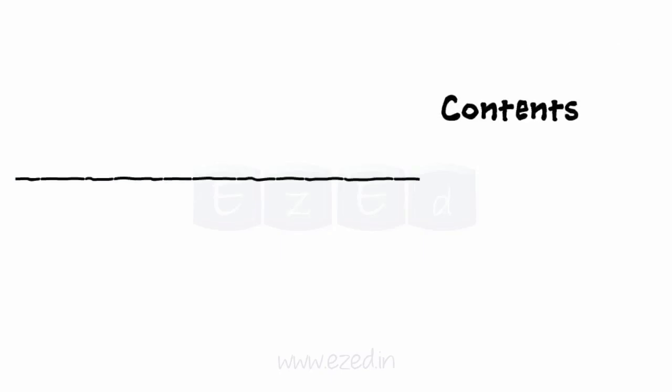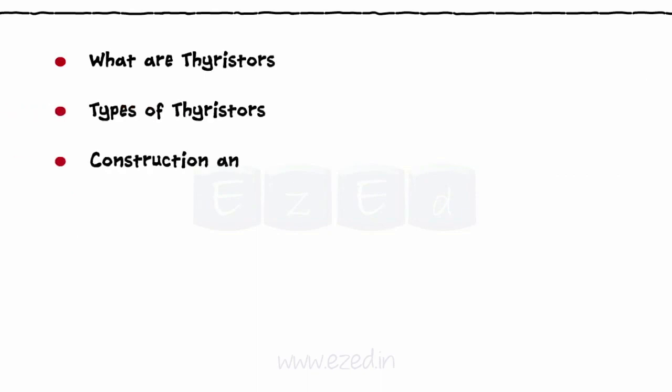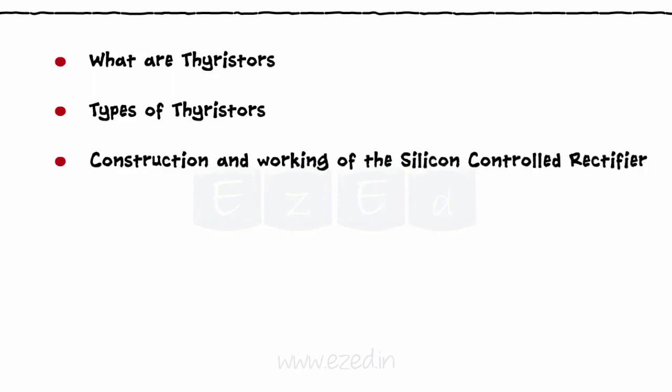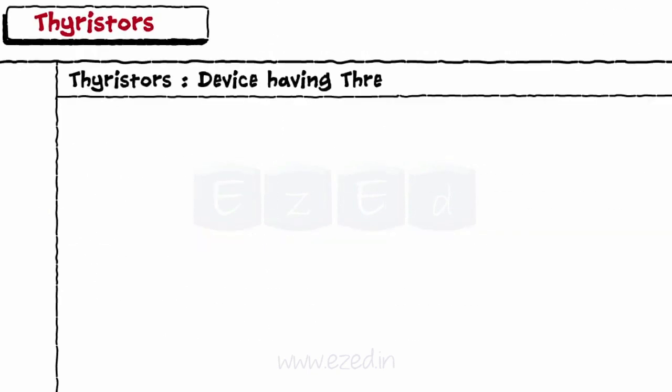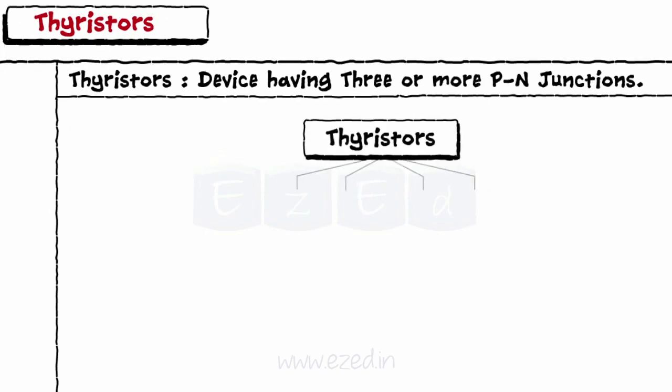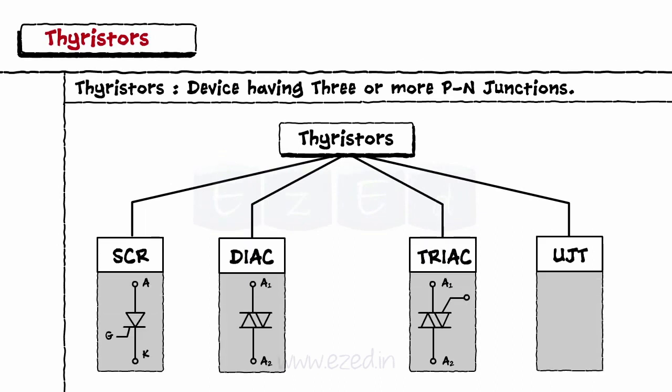In this EzEd video lecture, we will learn what are thyristors, types of thyristors, construction and working of the silicon control rectifier, the DIAC, the TRIAC, and the Uni Junction Transistor. Thyristors are the devices having 3 or more PN junctions. The siblings of thyristor family are SCR, DIAC, TRIAC, and UJT.